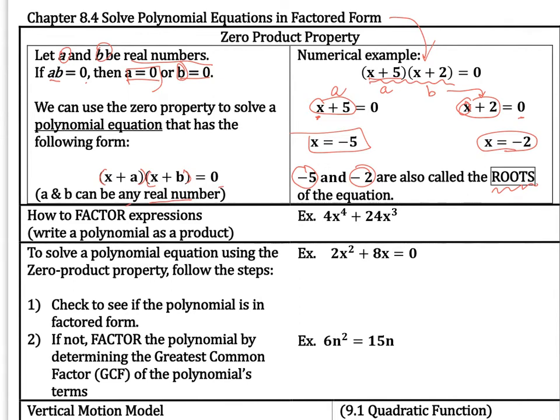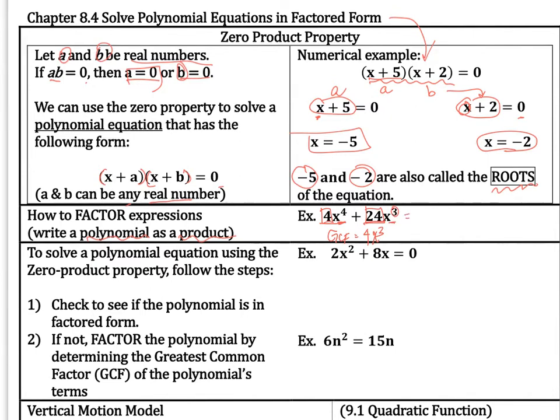Now I'm going to show you how to factor expressions, meaning write a polynomial as a product. So here I have an example for you: 4x to the 4th power plus 24x cubed. And between these two monomials, I need to find the GCF, which is 4x cubed. So the GCF between 4 and 24 is 4. The GCF between x to the 4th power and x cubed is x cubed. You take the smaller power.